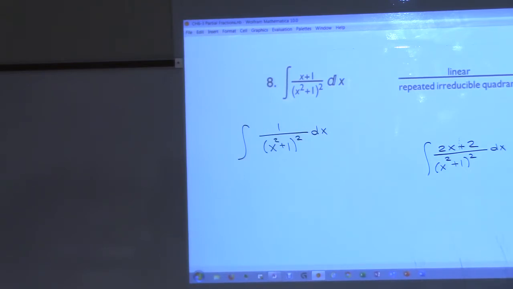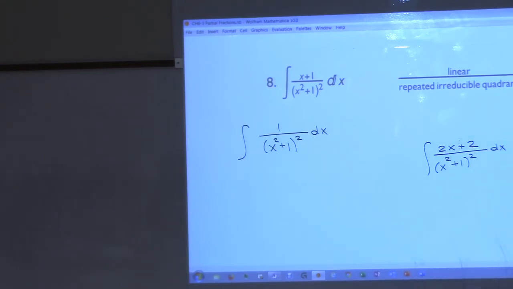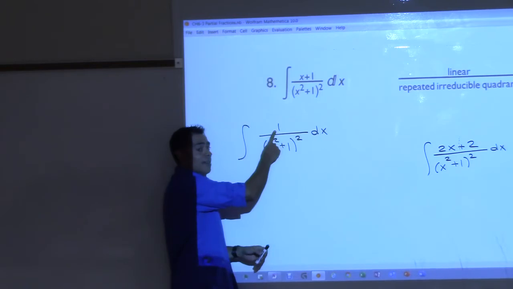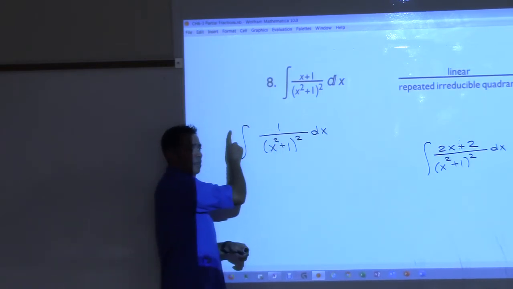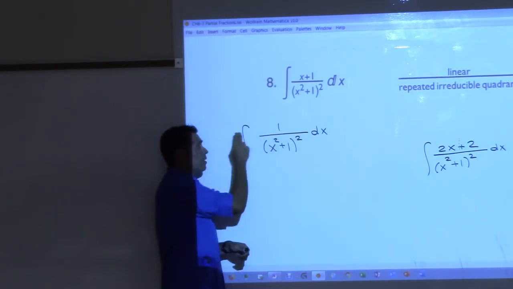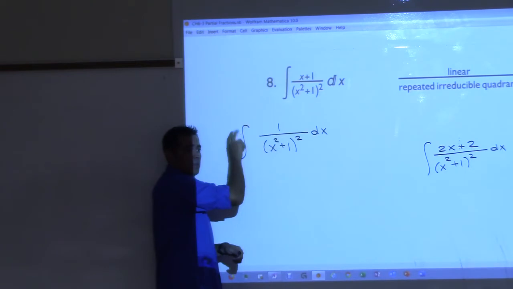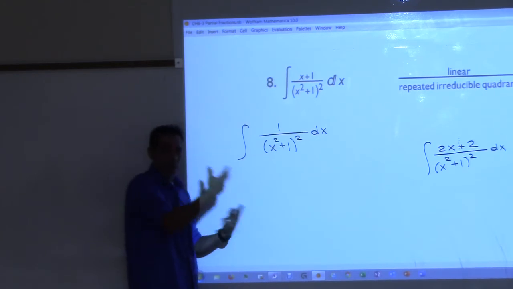Seems like you could do u sub again. Well, if I do u sub again, I need the derivative to be 2x, and the problem is I don't even have an x up here. So this is real important: you cannot put 2x over 2x here and then push a 2x in. You can put a number over a number and push a number in, but you can't put a variable out here and push a variable in, because variables don't go in and out of integrals, only constants do.